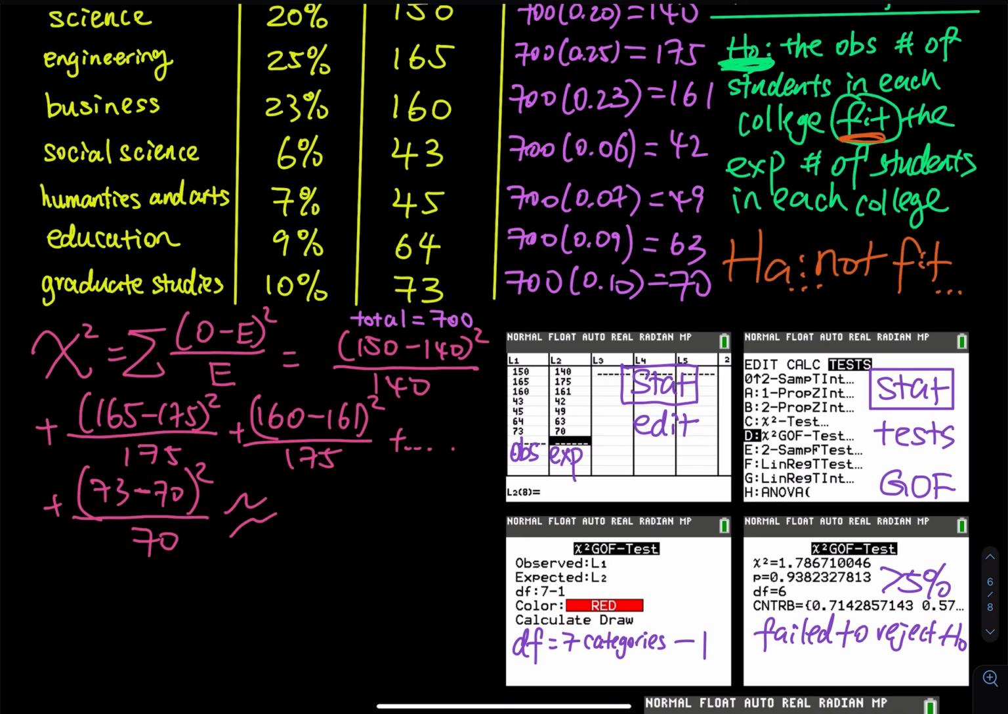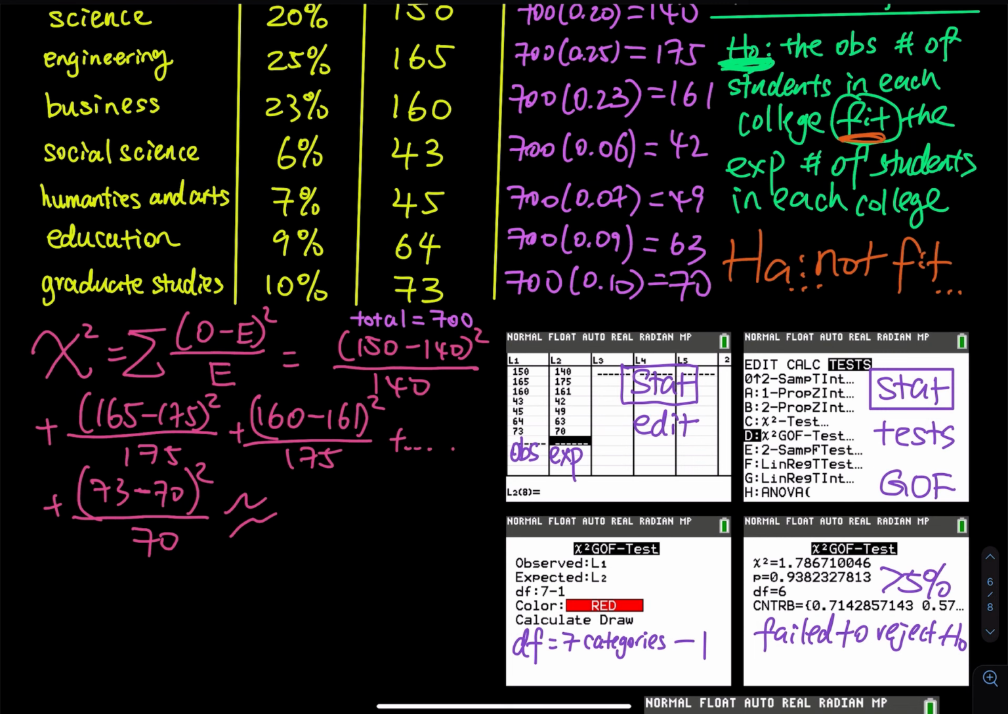So you put the observed in L1, the expected in L2, and then you hit the stat key again. This time you hit the right arrow to go to TESTS, and then go down until you reach the chi-square goodness of fit test, chi-square GOF test. The chi-square test above it is for the test of independence. So GOF, pick the chi-square goodness of fit test. Once you click in, it will ask where you put the observed and expected frequency. Observed is in L1, expected is in L2.